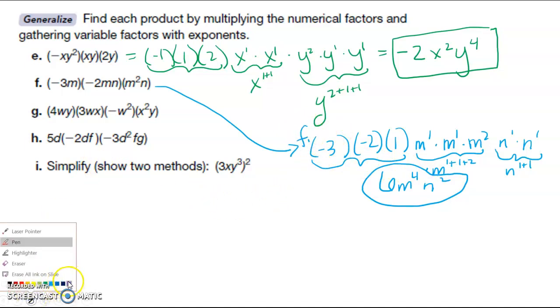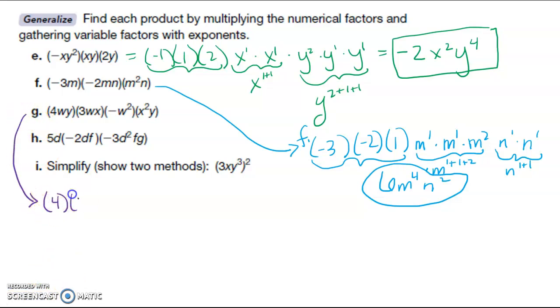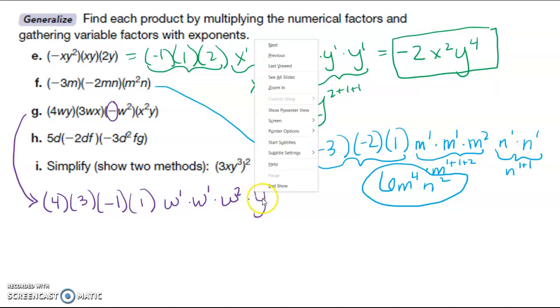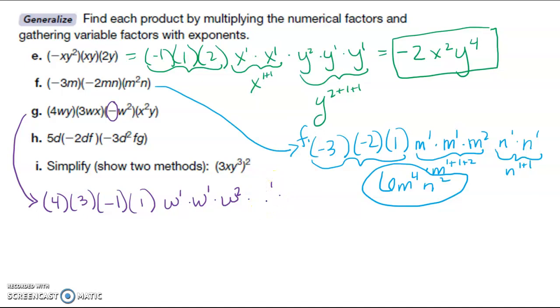Let's change colors. Let's do G. So I have 4 times 3 times negative 1 times 1. You see the negative 1 right here? Yeah, it's invisible. And then I have w to the 1 times w to the 1 times w squared, times y to the 1, y to the 1 times y to the 1. So I've got all of my w's taken care of, I've got my y's taken care of. Now I need to do my x's: x to the 1 times x squared.